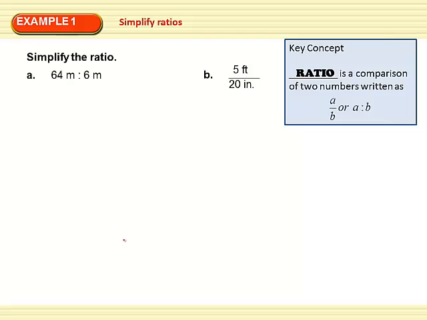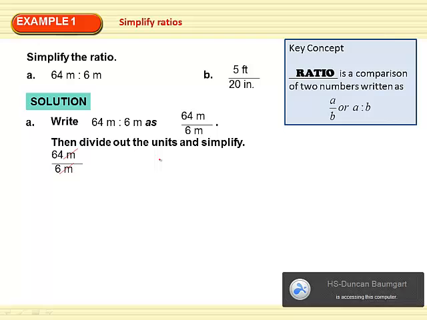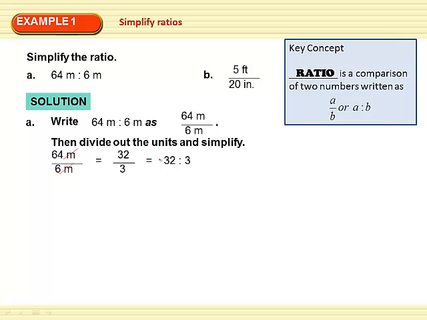Alright, so for the first example, we have 64 meters semicolon 6 meters, and we're asked to simplify the ratio. First thing we have to do is rewrite the ratio as a fraction so we can cancel and simplify. I notice that we have the same meters, so that is going to cancel out first. Then you're also going to notice that the two numbers are both divisible by 2. If you divide each of the 64 and 6 by 2, you will get 32 over 3, or you can rewrite it as 32 semicolon 3. That's your finished ratio, and either one of these answers is going to be correct.